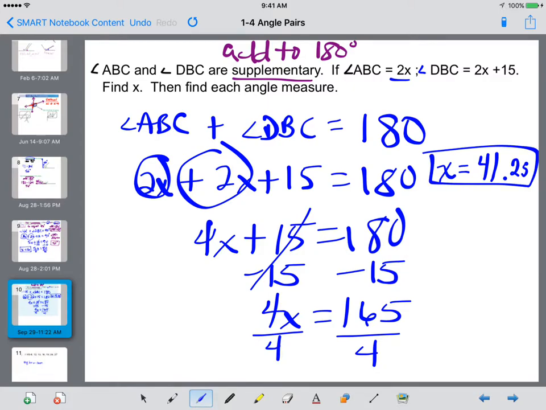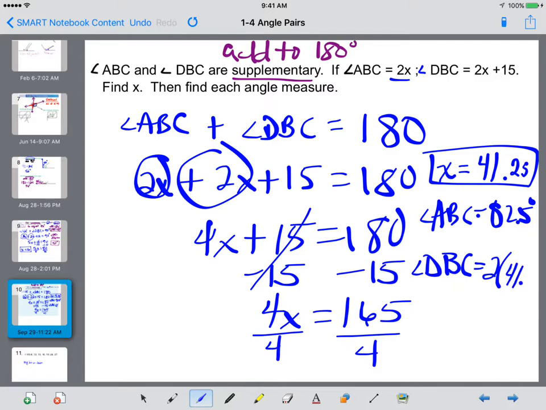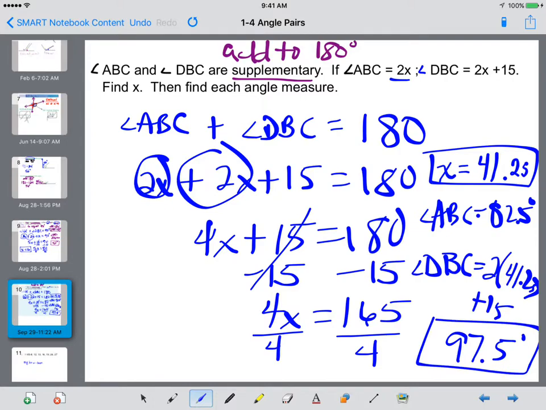Once we find x, we can plug it back in. So angle ABC is going to equal 2 times 41.25. So we get 82.5. Angle DBC equals 2 times 41.25 plus 15. So if we add 15 to that, we get 97.5. Add them together to make sure that we get 180, and we do. So angle DBC is 97.5, ABC is 82.5.